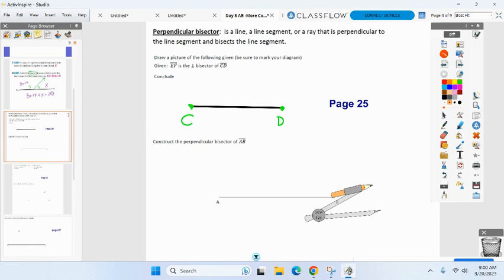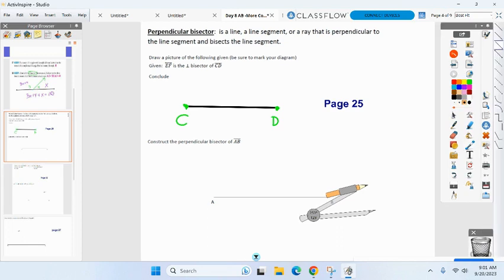That's perpendicular to it. What's perpendicular mean again, Tess? Forms a 90-degree angle, and it bisects it. Make sure it's a line, full line going through. Don't just stop at the segment. Full line going through. All right, everyone's looks pretty good here. Let me draw mine in.